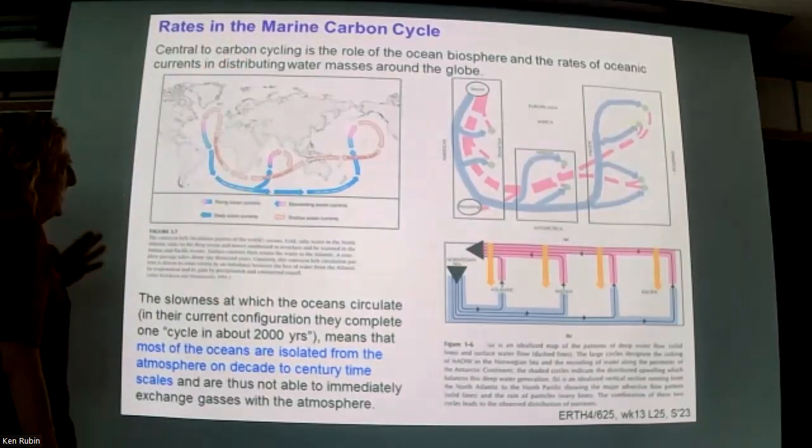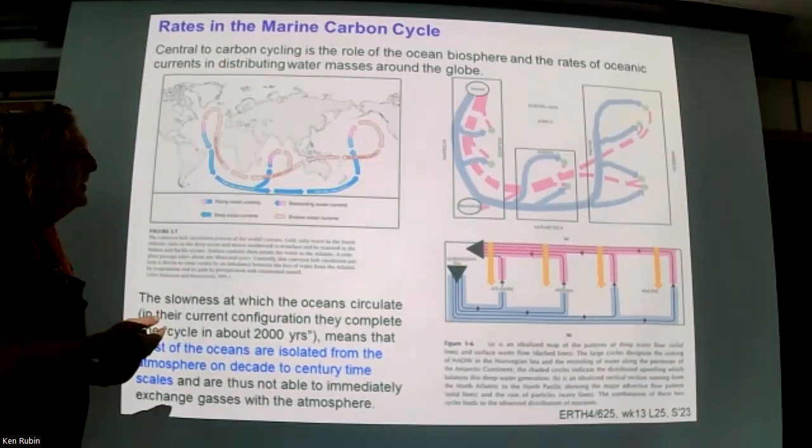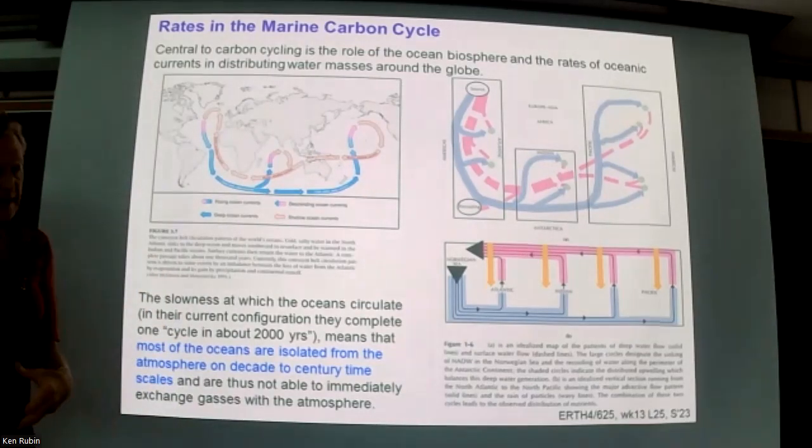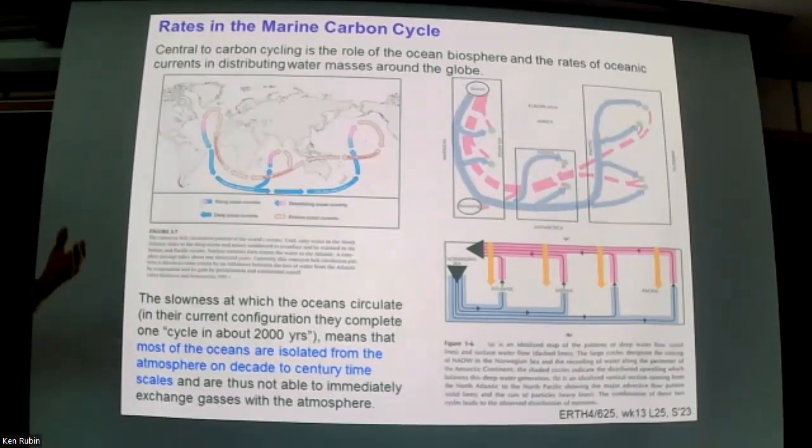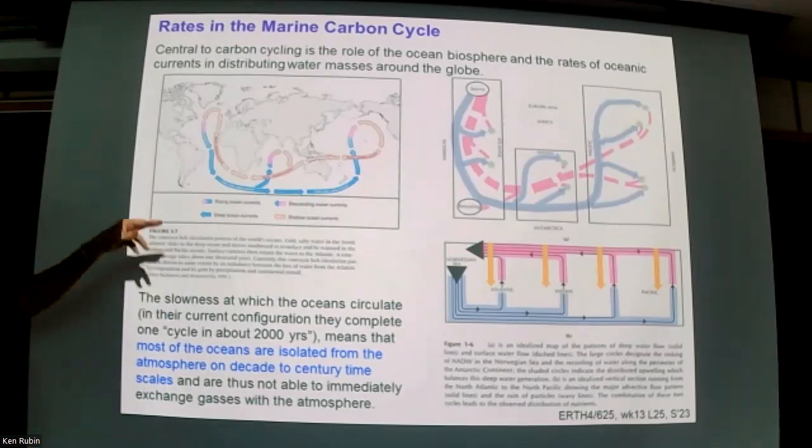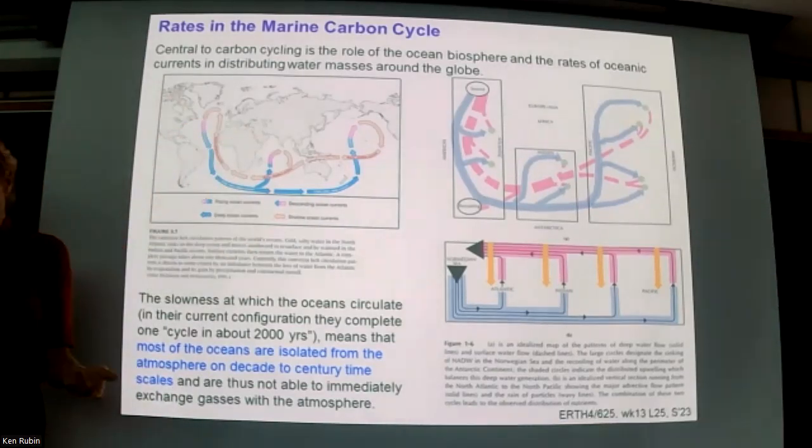You've seen this slide a bunch of times already. I just want to remind you of it. The way the oceans currently circulate have a lot to do with where we make the coldest, densest water and the configuration of the continents.